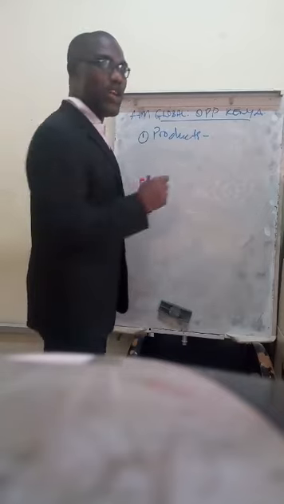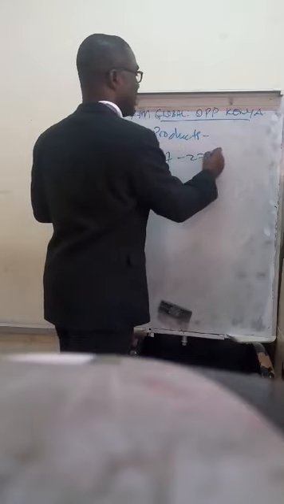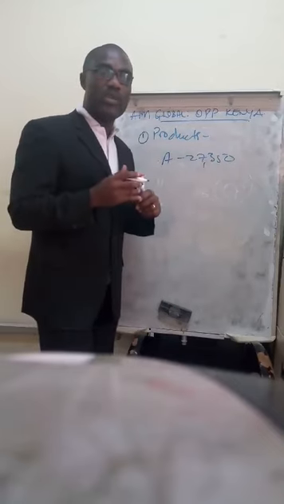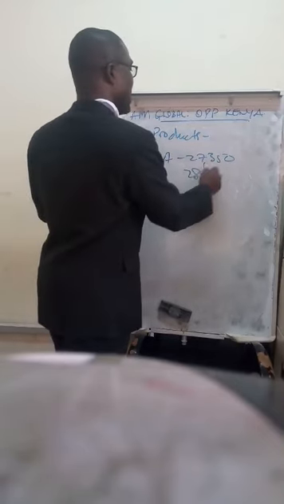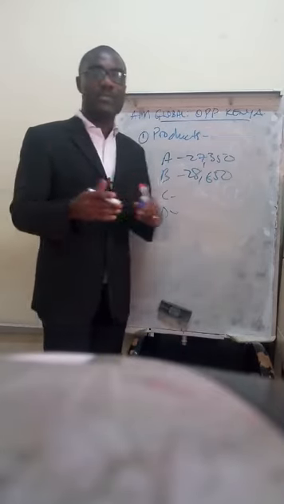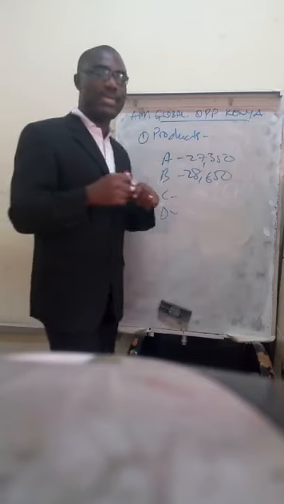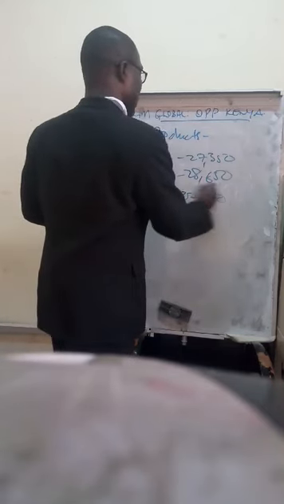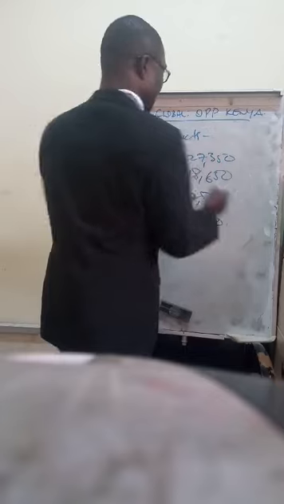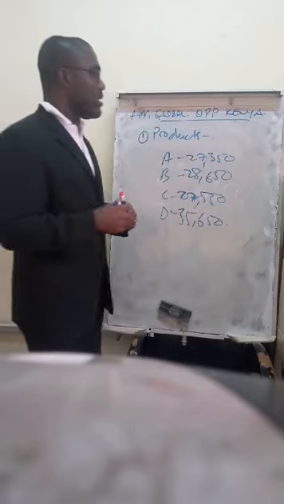Package A, the value of the product is 27,350 shillings. The value of the products in package B is 28,650. The value of the products in package C is 27,550. And finally, the value of the products in pack D is 35,650 shillings.